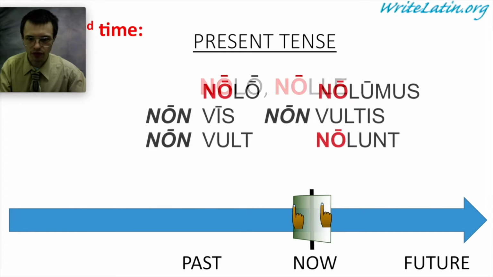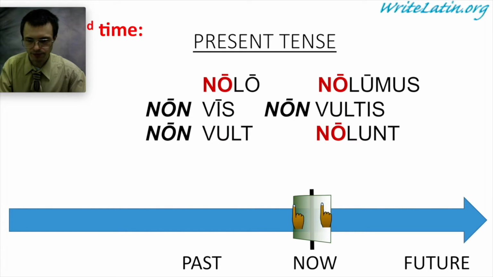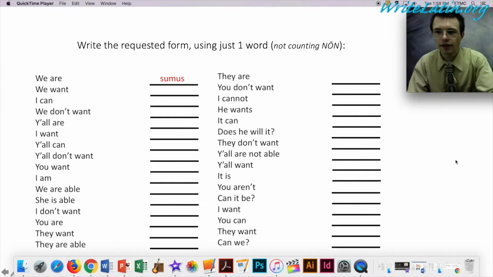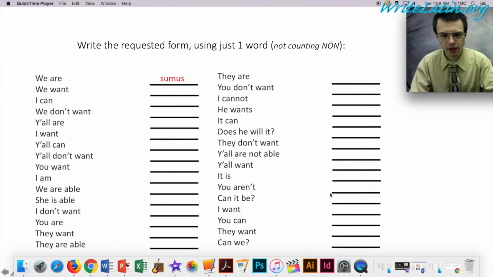Alrighty, hopefully that worked. There are the answers. So those are three of the four irregular words that you need to know for chapter 15: sum, volo, and nolo, because that's harder. Alright, so write the requested form using just one word. So we are, I put sumus. Now you can stop the video and do all the rest of these and then start it when you're ready to see the answers.